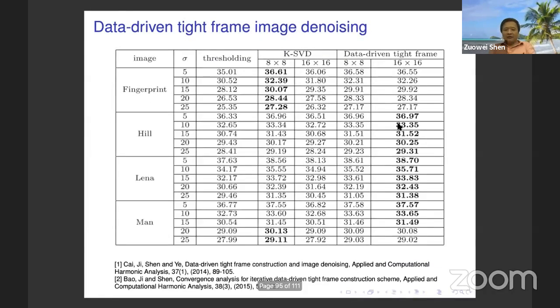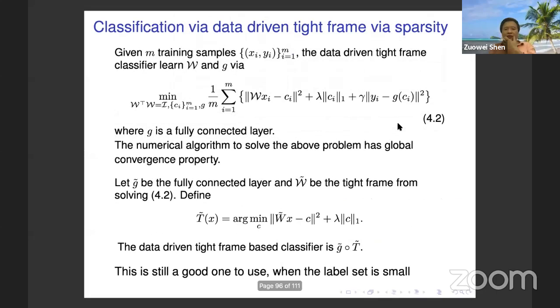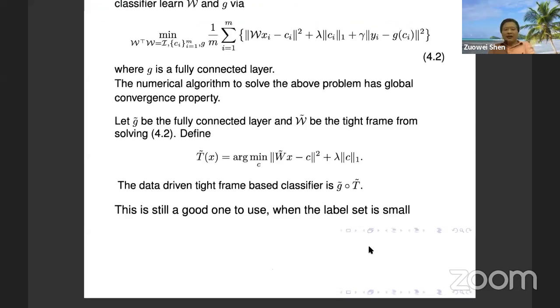So this also leads to classification. You basically use this system: you use data to learn W, and also learn your G here. Once you learn it, this is your encoding, and then for decoding, given an image, this is your W. You have this transform, and then it leads to the classifier.